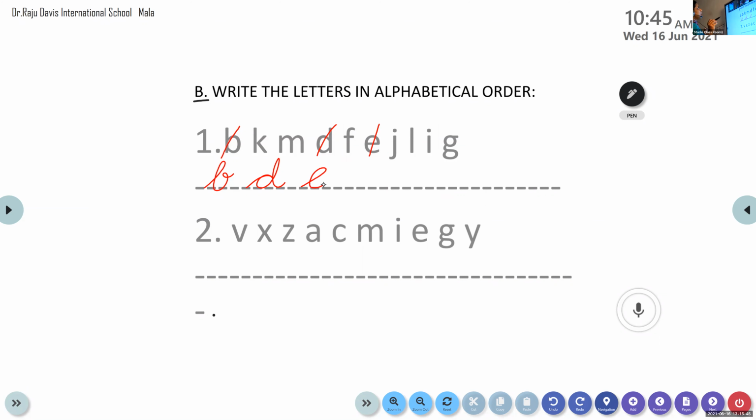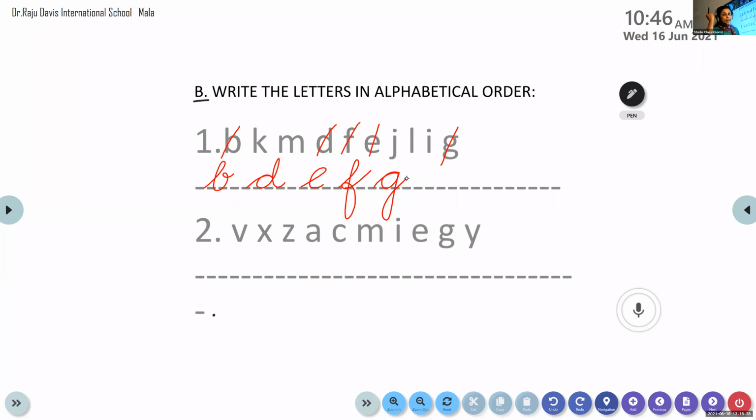After E comes the F. Yes, F is there. So please do write F very neatly in your cursive letters. After F, which will be the next letter? G. Yes, G is there. Yes, very good. G says, I'm here. Ma'am has forgotten to write me. Yes, very good. So G.